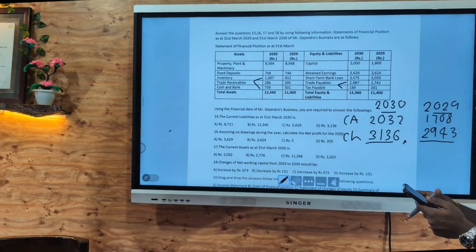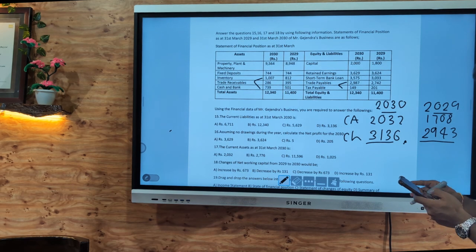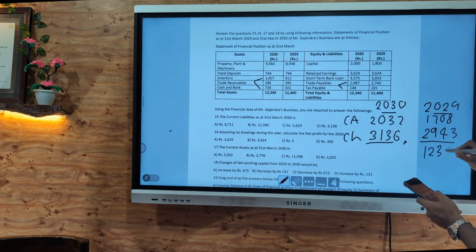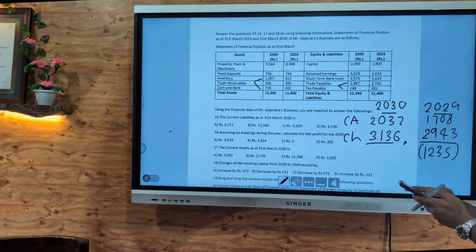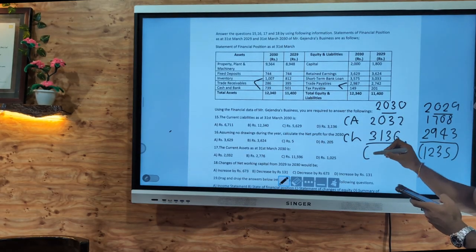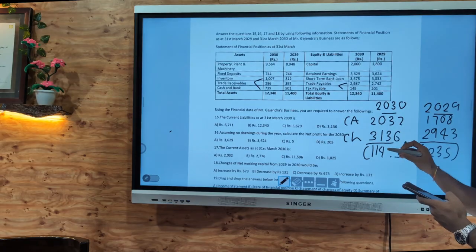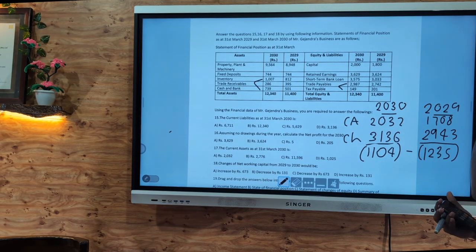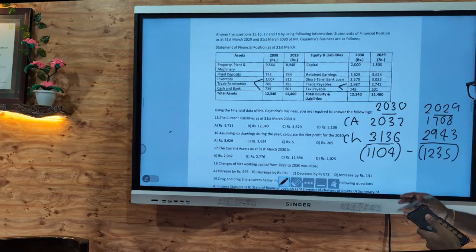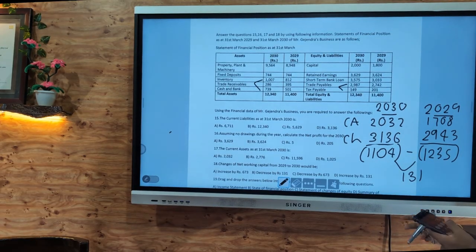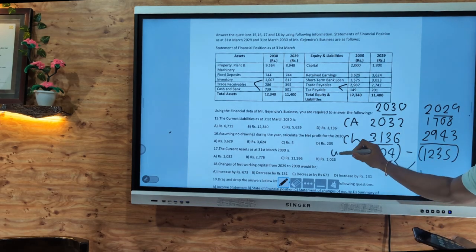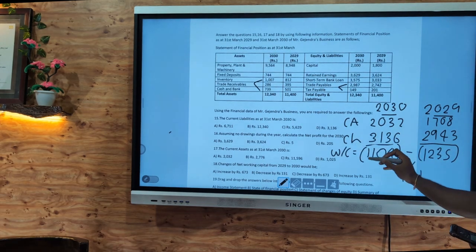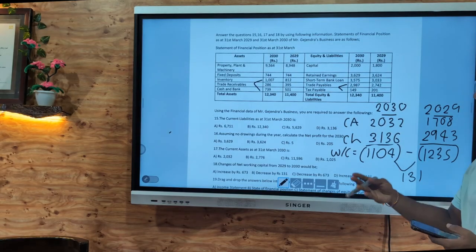So here what has happened is, deduct these and get the difference. 1235 negative. Here also we get 2032 minus 3136. 110. Now here you get a difference. Keep in mind, before it was negative 1,235 your working capital, but now negative 1,104. So there had been a small increase.